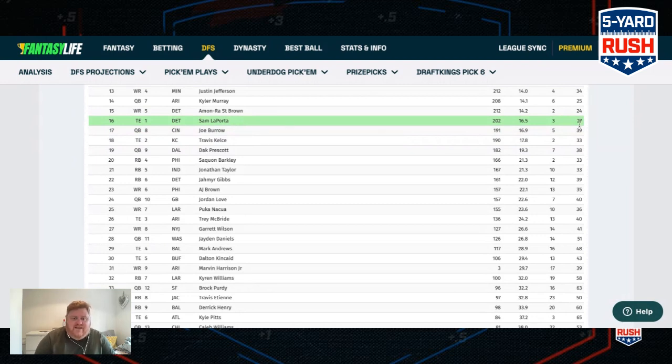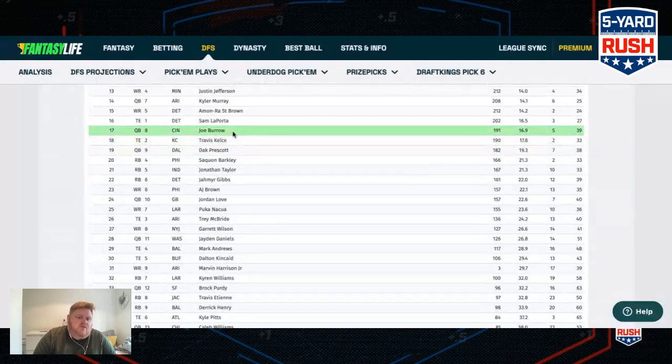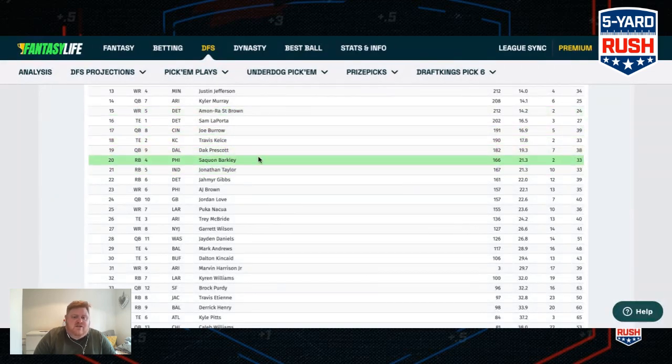Someone got him at 27, which is great value. I'm all for snapping him. And someone got Kelce at 33. So you can see there's some leagues where they're really fading the tight ends completely. Joe Burrow there at 8. I mean, I have Dak Prescott over both these guys, but each their own.